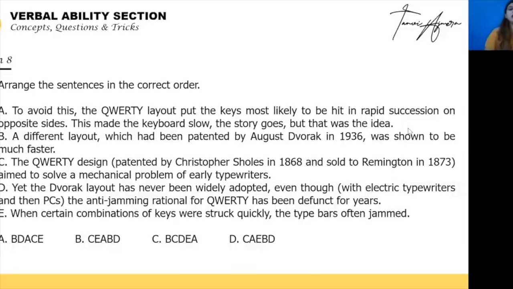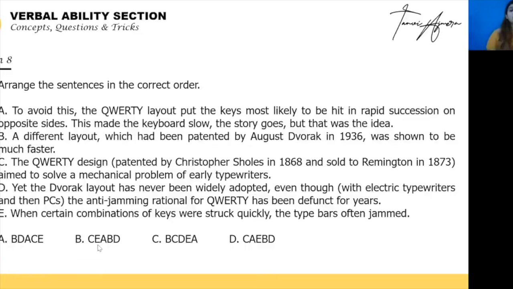A different layout which had been patented by August Dvorak in 1936 was shown to be much faster. Different layout of what again? Is it clear? So B also cannot be my starting statement. The QWERTY design, patented by Christopher Scholes in 1868 and sold to Remington in 1873, aimed to solve a mechanical problem of early typewriters. This does make an introductory sentence for us. So we have eliminated A and B. It can be C or D, right?